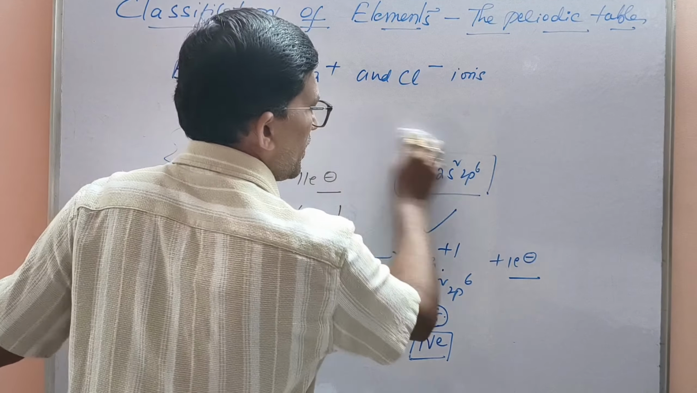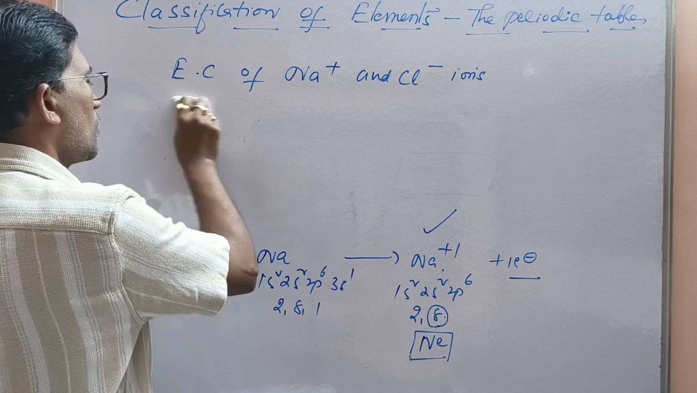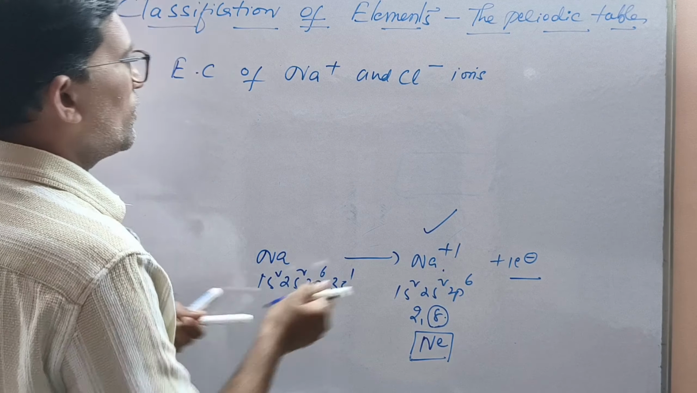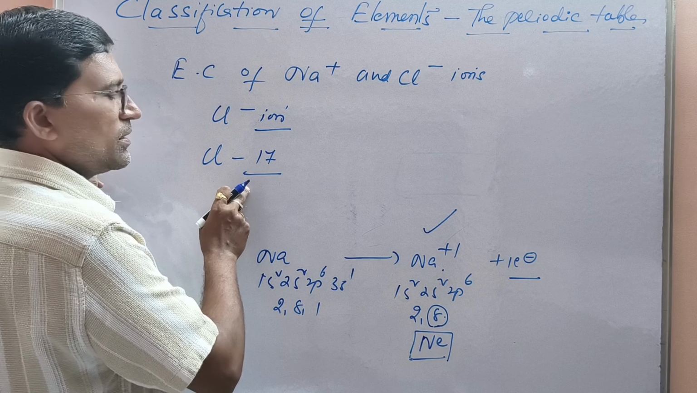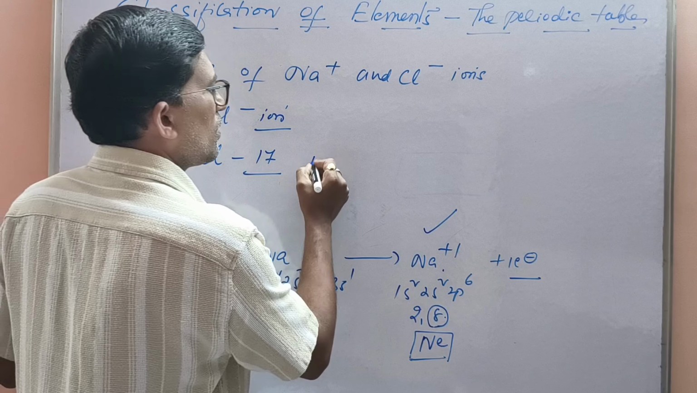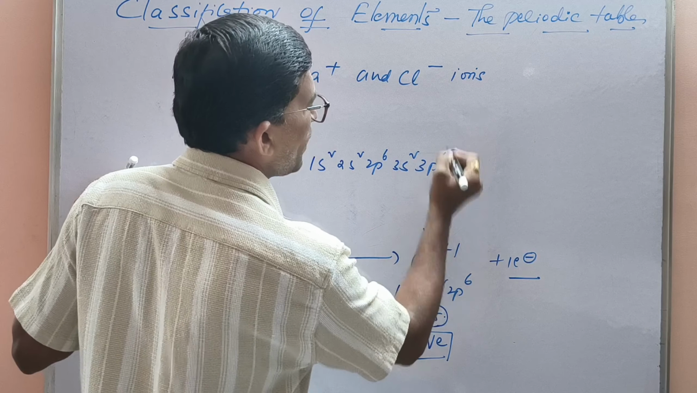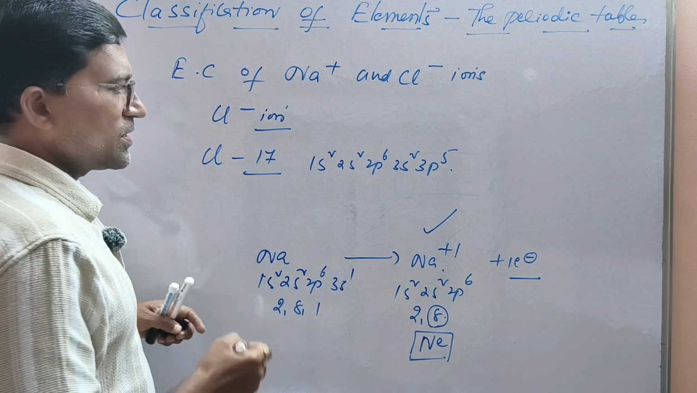Now if I talk about the Cl minus ion, that is the chloride ion, minus means anion. Chlorine is a non-metal, and its atomic number is 17. You must and should know the atomic number and even the basic configuration of the element chlorine. It contains 17 electrons, and the configuration is 1s2, 2s2, 2p6, 3s2, 3p5.